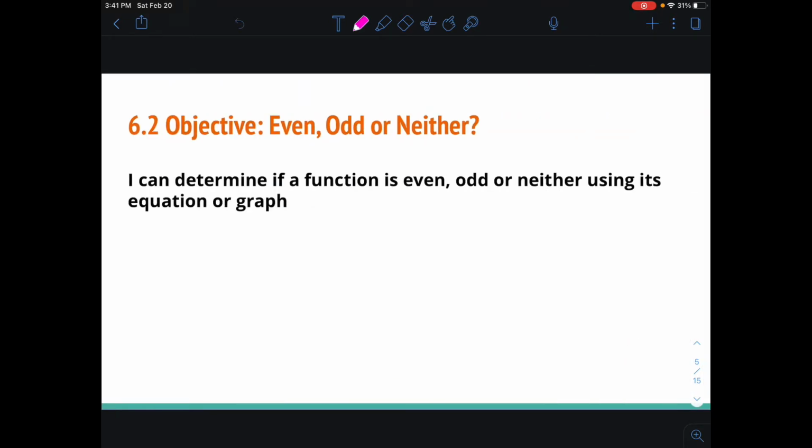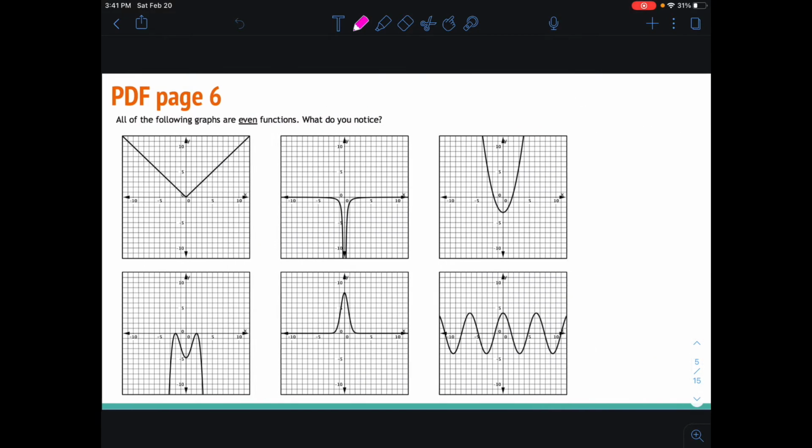Here is our objective. I can determine if a function is even, odd, or neither using the equation or using the graph. We're going to start looking at some graphs. This is page 6 in your packet, and please always feel free to pause the video so that you can take notes, jot down questions, and work out problems.